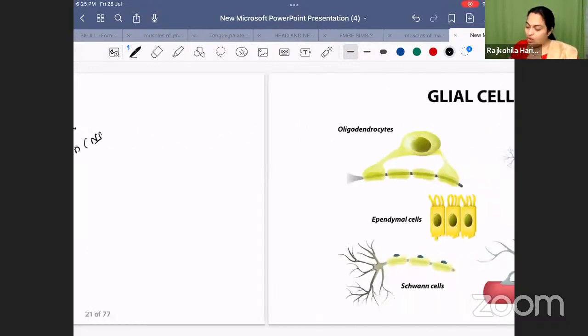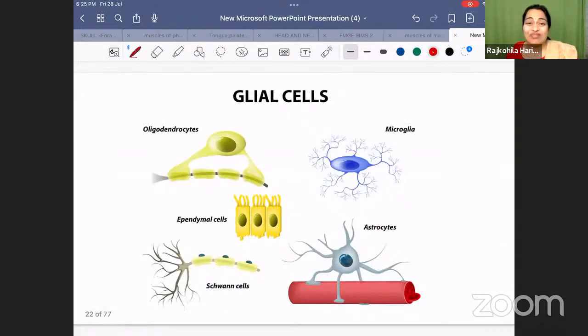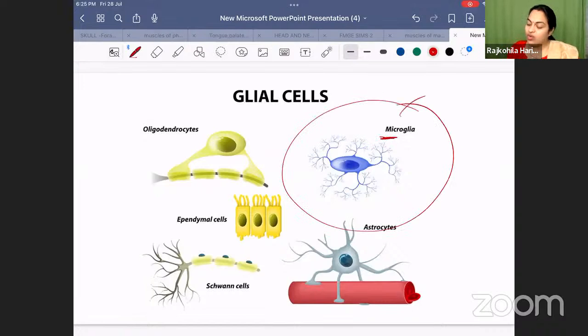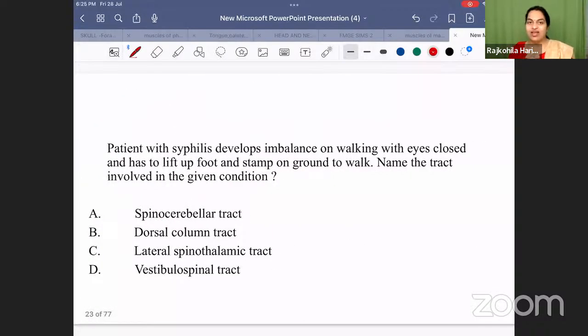So of the four, which one is going to be derived from the mesoderm? Yes, microglia alone is going to be derived from the mesoderm. Right. Now coming to a question on spinal cord tracts. Easy. A patient with syphilis develops imbalance on walking with eyes closed and has to lift up the foot and stamp on the ground to walk. Name the tract involved in this condition.